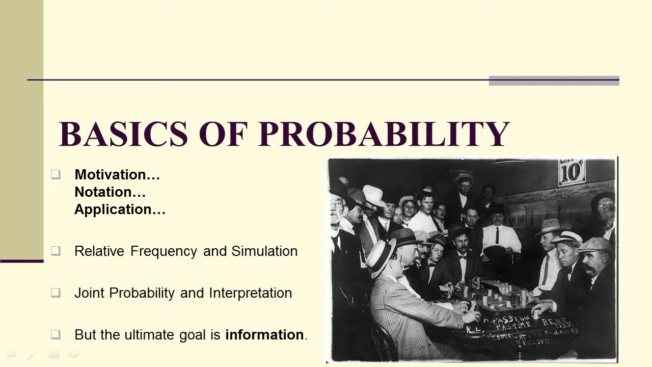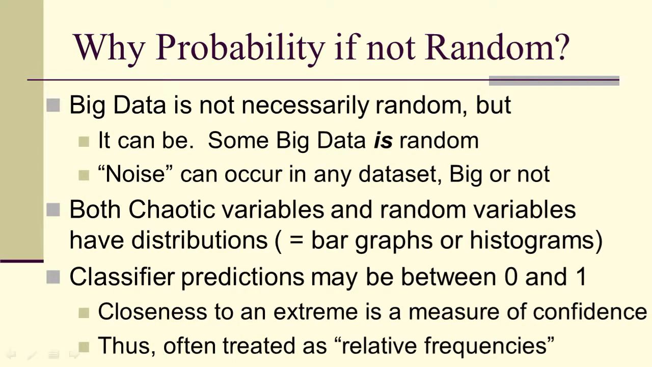Basics of probability. So we're going to look at relative frequency, simulation, joint probability, and its interpretation. And this is all a primer for information. So big data is not necessarily random, but it can be. Noise can occur in any data set, big or not. Chaotic variables and random variables have distributions.